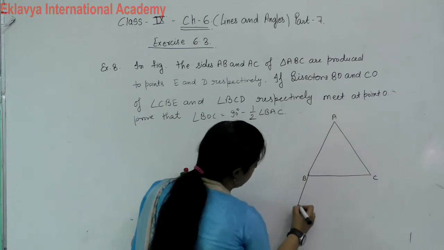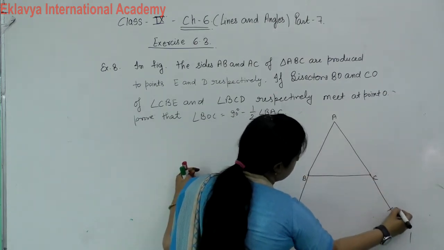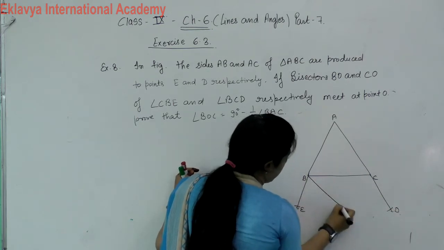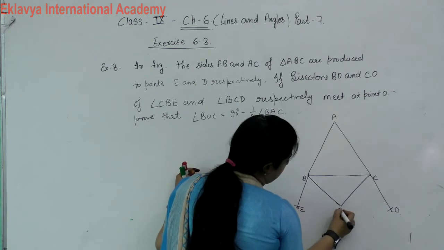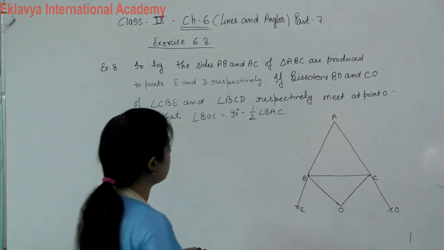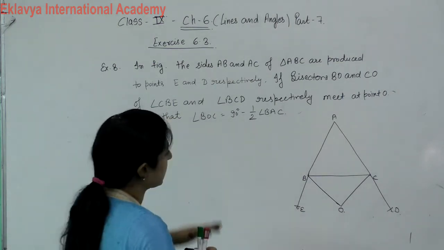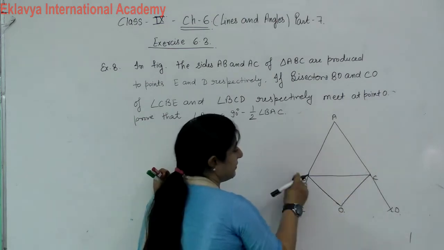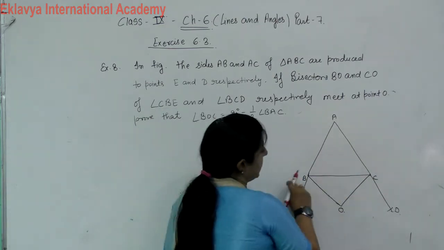Produce AB to E, BC to D, then BO and CO are the bisectors, meeting at point O. It is given to you AB and AC. When you produce, then BO is the bisector of angle CBE, and CO is the bisector of angle BCD.